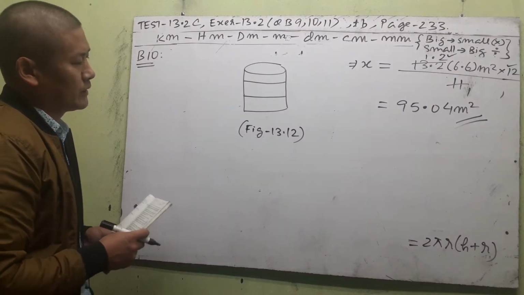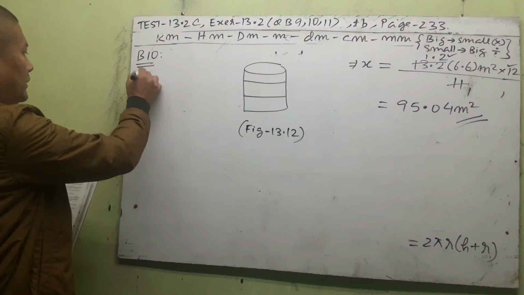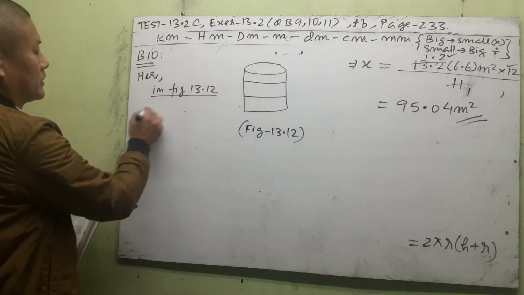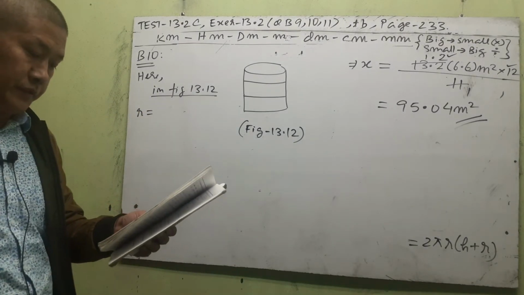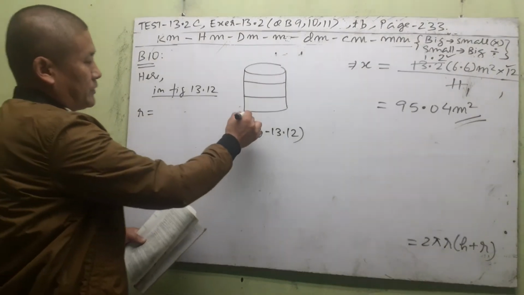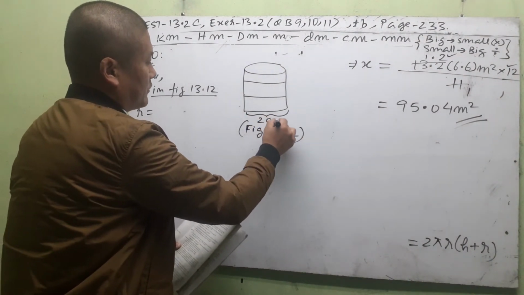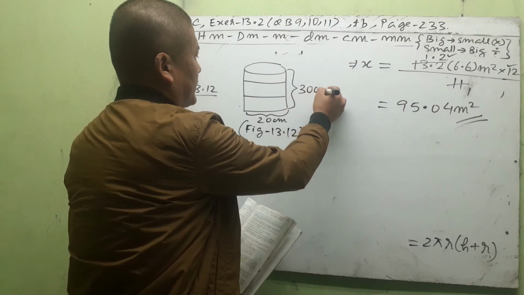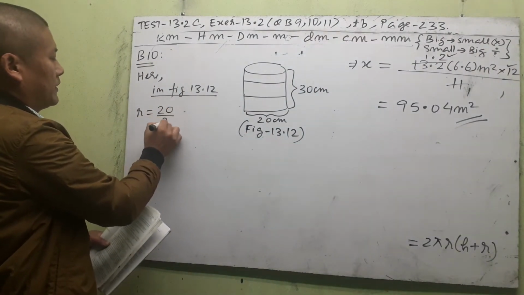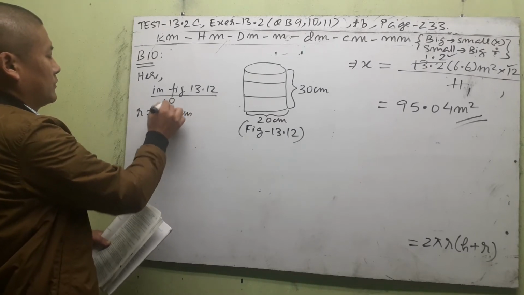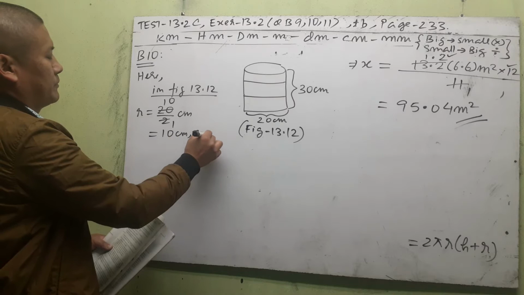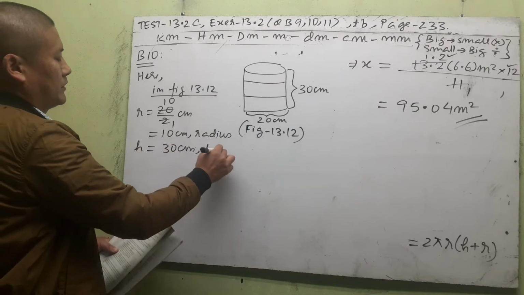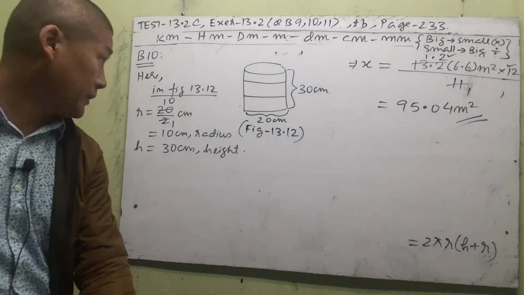So in figure 13.12, according to the question, the diameter of the cylindrical frame, from here to here, the question is saying 20 centimeter. And the height is 30 centimeter. This is only the frame, cylindrical shape. So the radius is diameter divided by 2 centimeter. 2 1s are 2, 2 10s are 20, so 10 centimeter is the radius of the frame. Then the height of the frame is 30 centimeter. Okay, so this is figure 13.12.